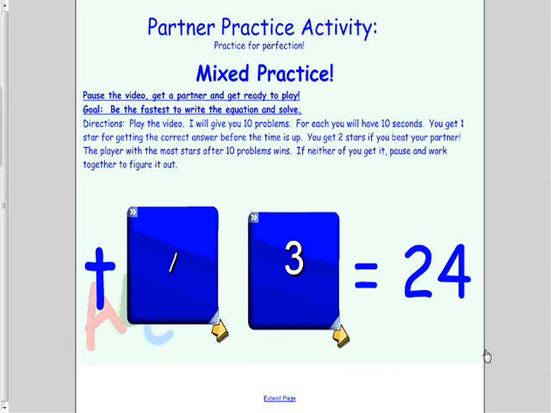T divided by 3 equals 24. Go. All right, time's up. The opposite of divide by 3 is times 3. Multiply this side by 3. So we have t equals, again, distributive property. 3 times 4 is 12. 3 times 20 is 60. 60 plus 12 is 72. So there's your answer.